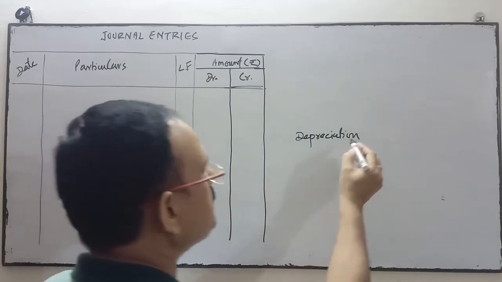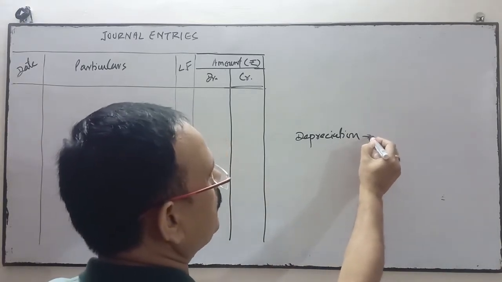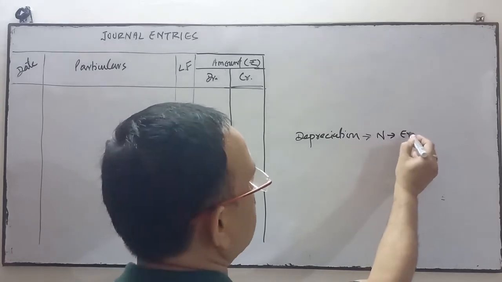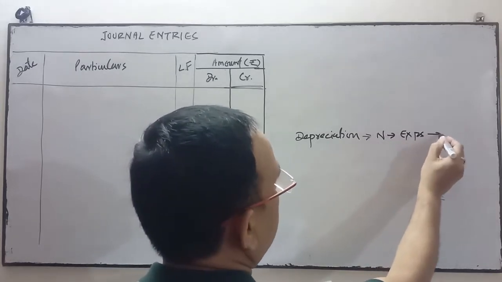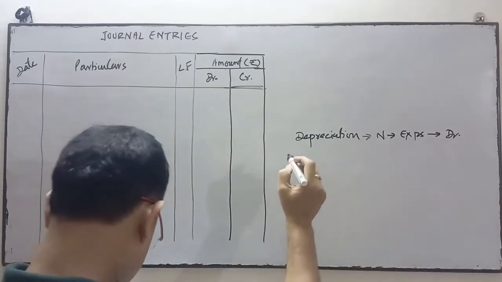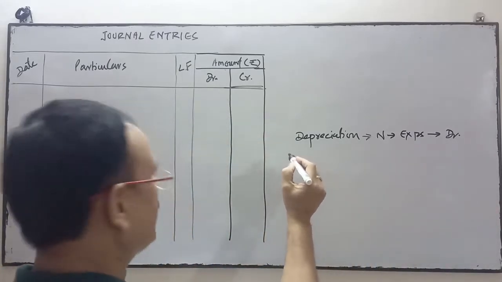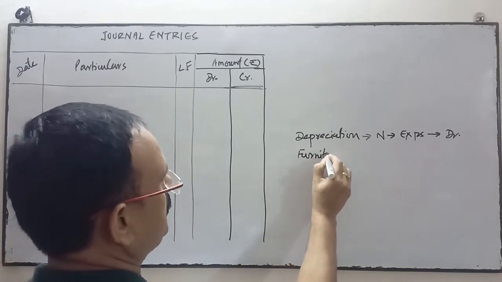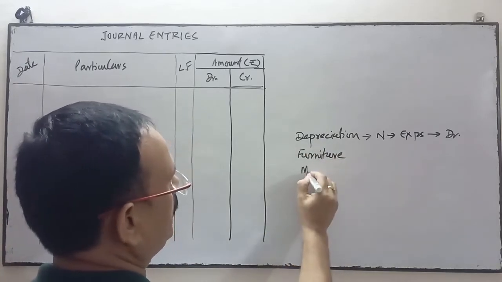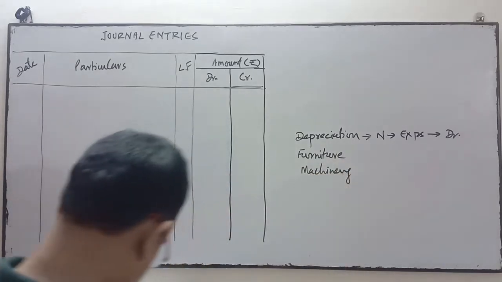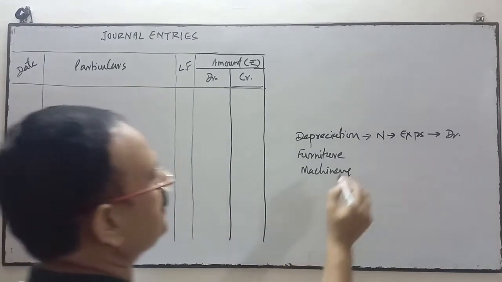So depreciation is the expense. It comes under which account? It comes under nominal account, and all expenses and losses are debited. So depreciation will be debited. On the other side, we charge the depreciation on two assets, furniture and machinery.